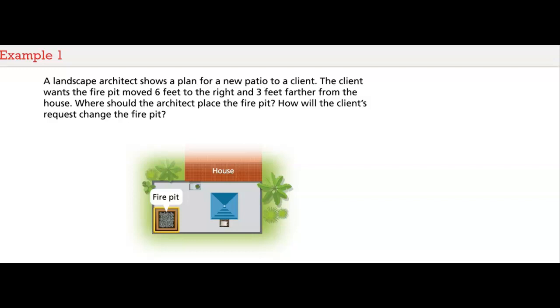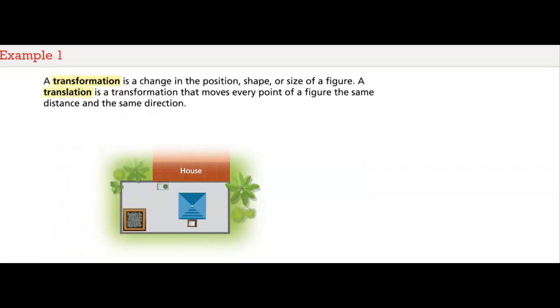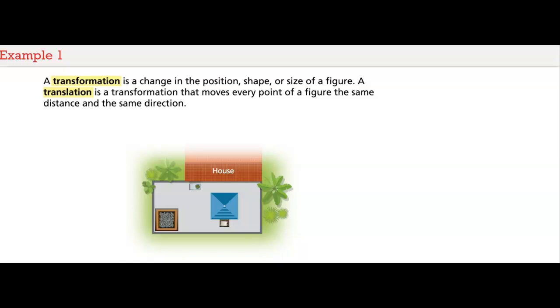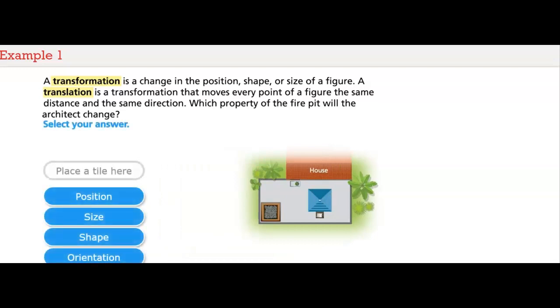To think about where to place the fire pit, first, how can you represent the problem situation? A transformation is a change in the position, shape, or size of a figure. A translation is a transformation that moves every point of a figure the same distance and the same direction. Which property of the fire pit will the architect change? Select your answer.